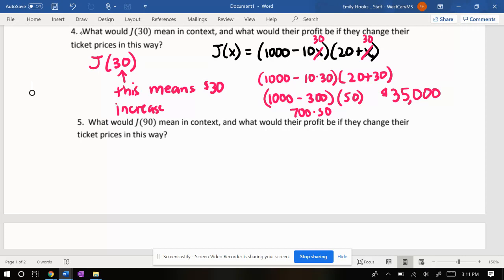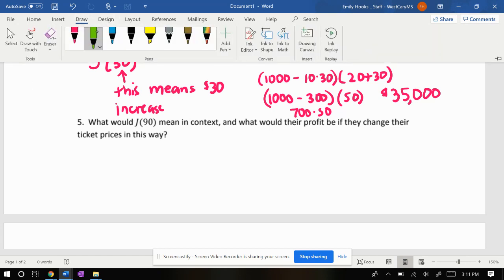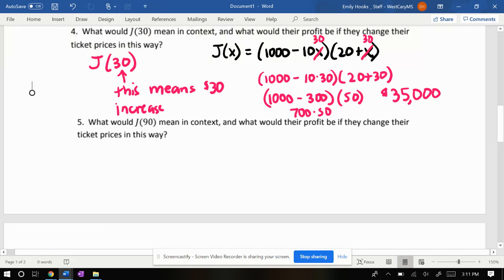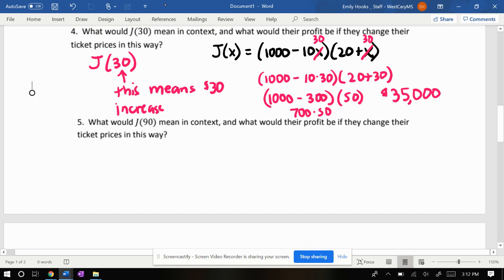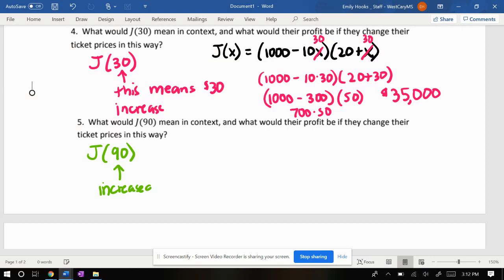So what if we increase our ticket price by $90? We've now jacked it up $90 more than it originally was. We were originally at 20 bucks, now we're at 110. So let's write that out. I'll use green this time. J of 90. This means that it has increased by $90.